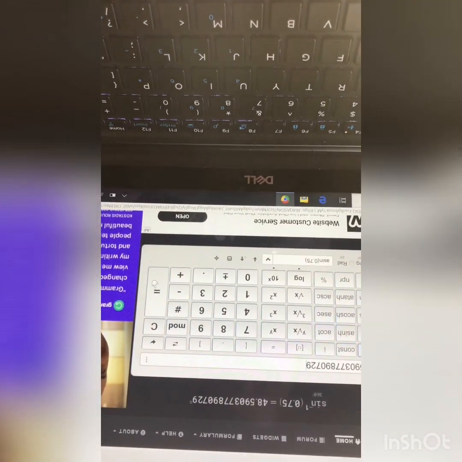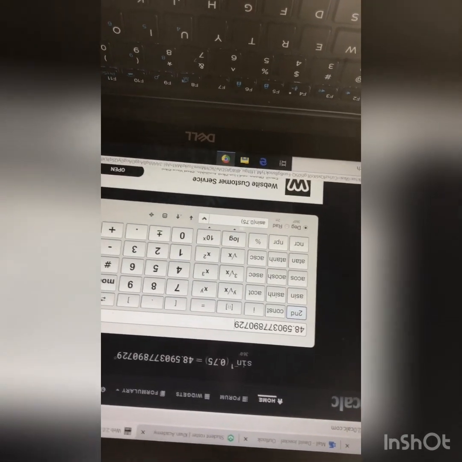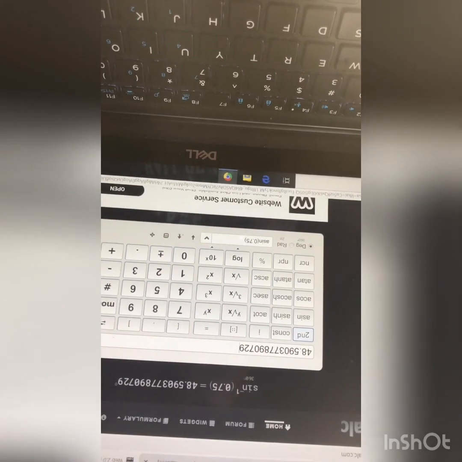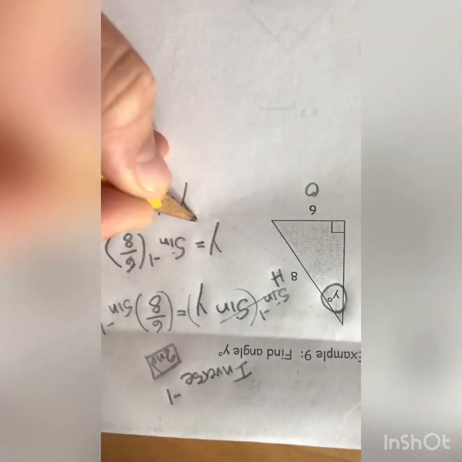So we hit enter, and look what we get. We get 48.59, guys, 48.59. When we're looking for an angle, we're going to round to the nearest whole number. So my answer here is going to be 49 degrees, guys. So here, y equals 49 degrees. Okay, there it is.